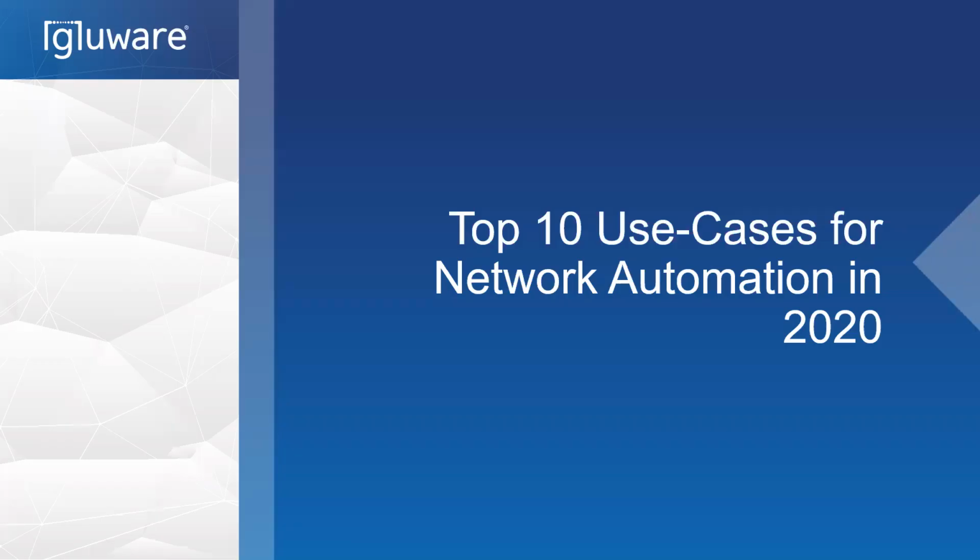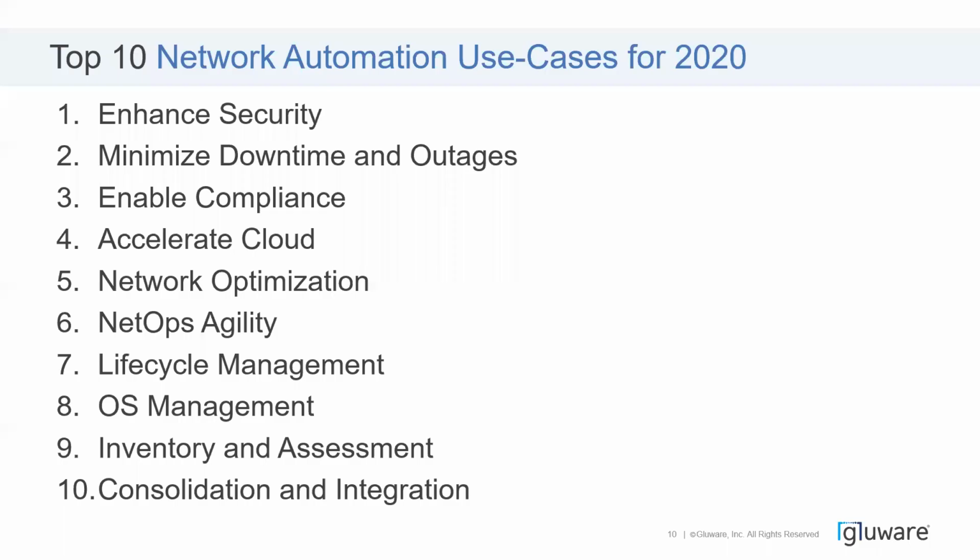So let's jump right into the heart of it, the top 10 use cases for network automation in 2020. I'm not going to go through each one of these, but just to say that the sources of this list largely came from our direct interaction with customers and what they're doing, but also reports out there from 451 and EMA.